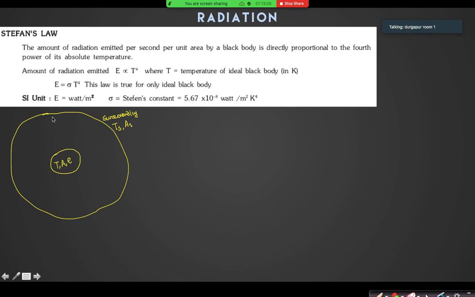Then I can say that the surrounding is emitting from its inner surface sigma As into Ts power 4, right? Out of that, the incident radiation on the body is F into this one, which is nothing but sigma A into Ts power 4, right? And the rest of the part is also coming back to the surface itself, that you can find just by subtracting. This is the incident part radiation on the body, sigma into A Ts power 4.